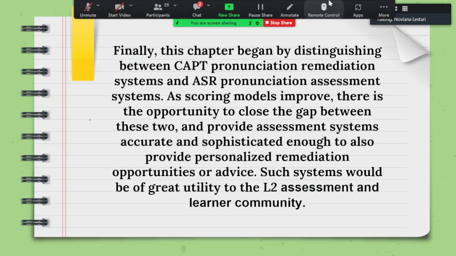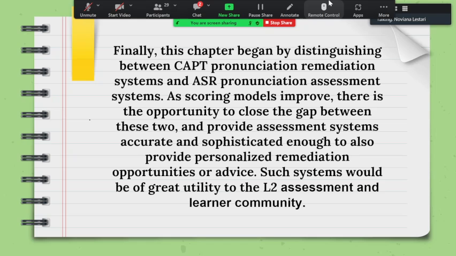Finally, this chapter begins by distinguishing between CAPT pronunciation remediation systems and ASR pronunciation assessment systems. As scoring models improve, there is the opportunity to close the gap between these two and provide an assessment system accurate and sophisticated enough to also provide personalized remediation opportunities or advice.